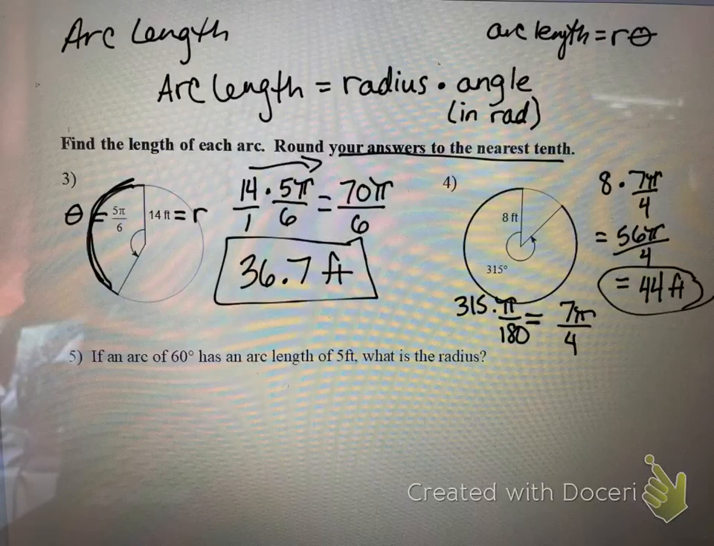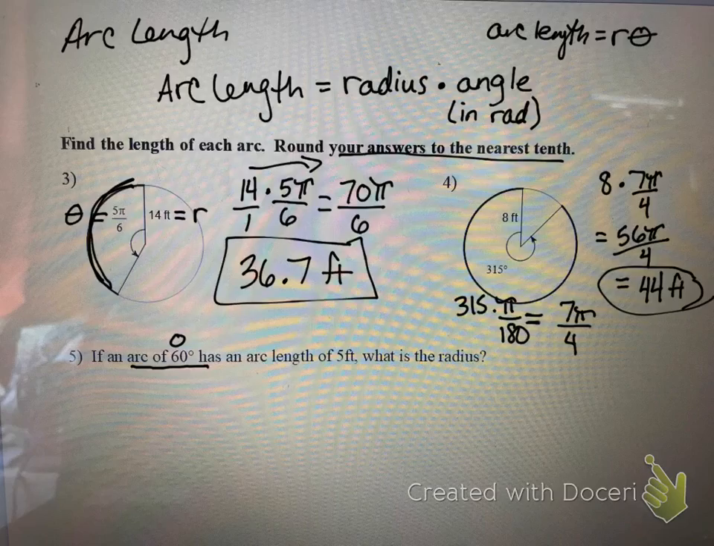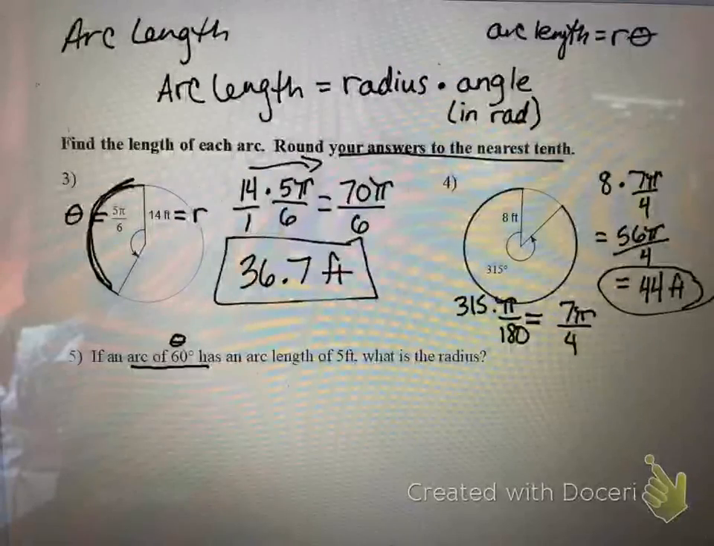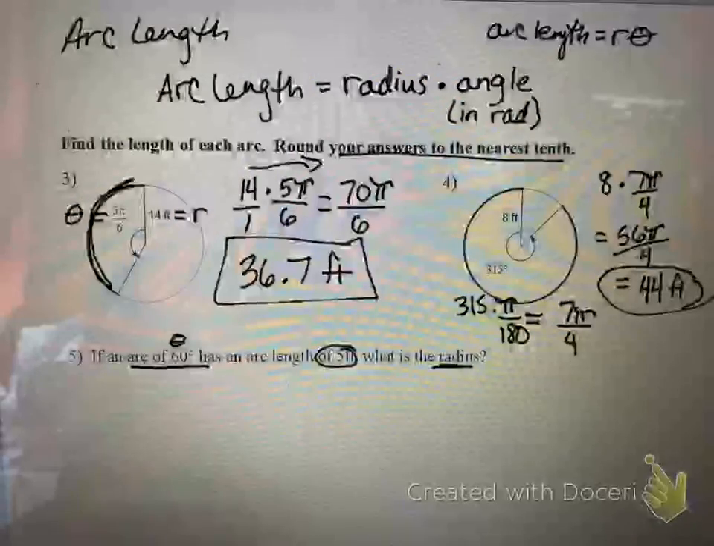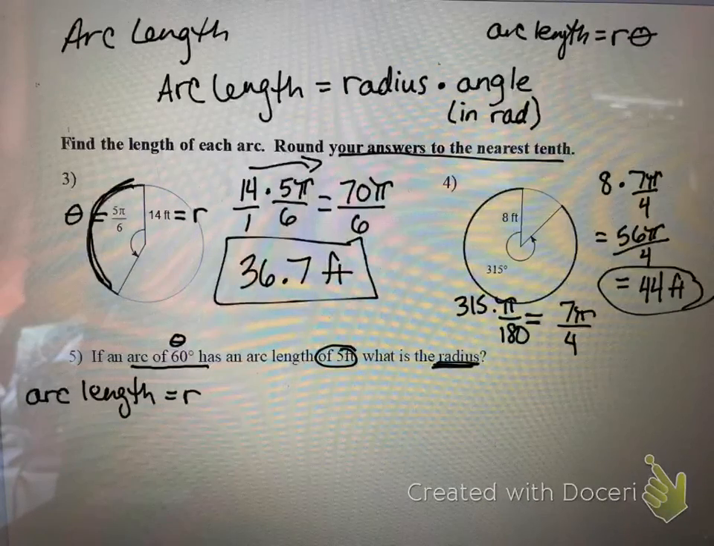Now, our last problem is a little bit different. So this time they tell us the angle is 60 degrees. It has an arc length of 5 feet, and we are trying to find the radius. So in this case, we're going to set up our formula, but we have the arc length. So let me write this out a little nicer. My formula was the arc length equals the radius times theta. So my arc length is 5. My radius is what I'm trying to find.